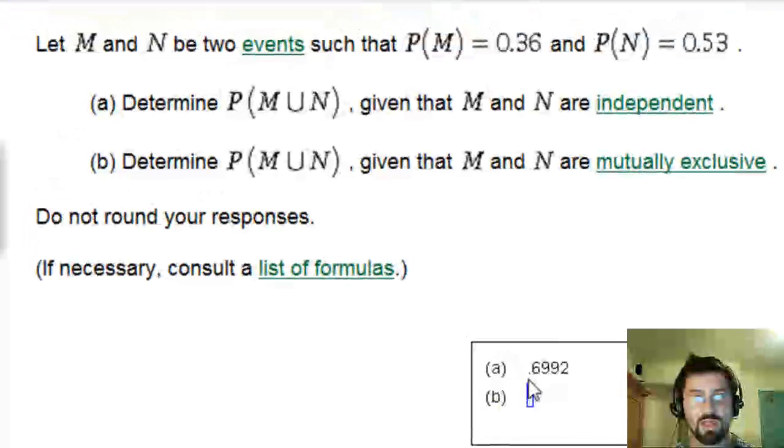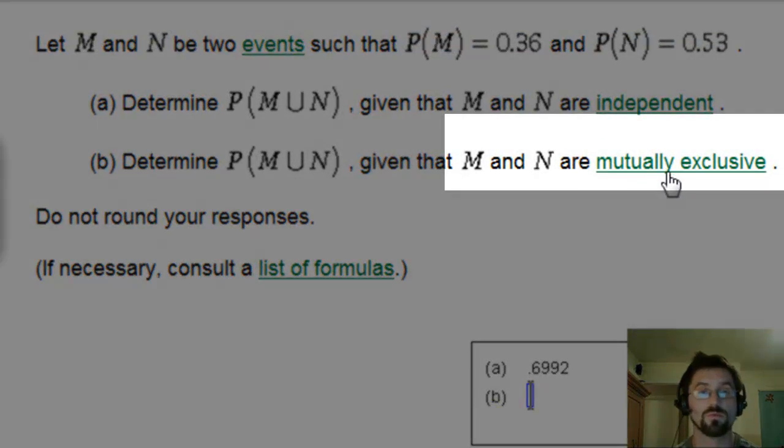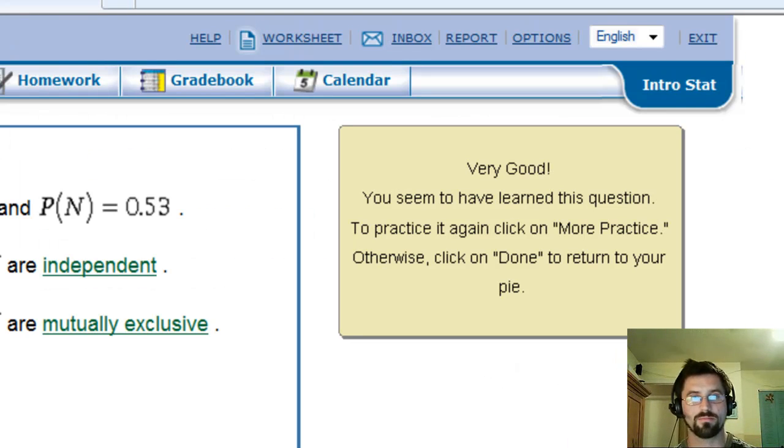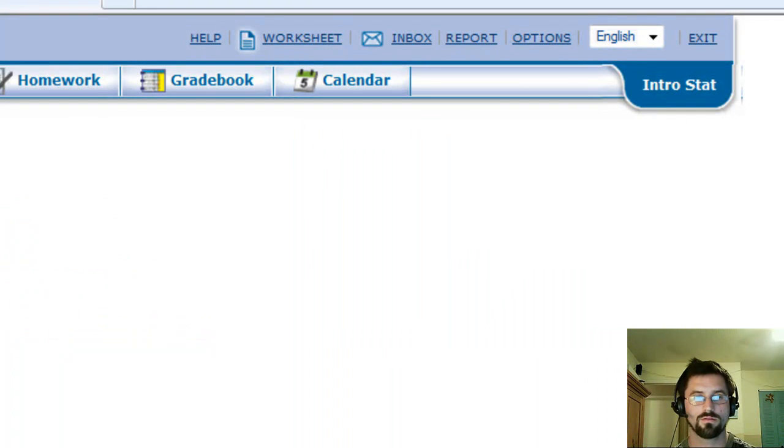Not a problem. And then the other one is simply the sum of both because, again, it's mutually exclusive. So 0.36 and 0.53 is 0.89. Type that in. Hit next. And in a second, we're going to have this added to my pi. It's going to be awesome. Very good. You seem to have learned it. Yay. So now it's in my pi.